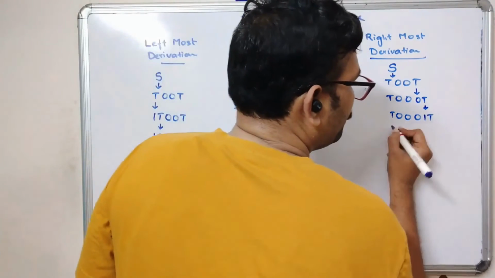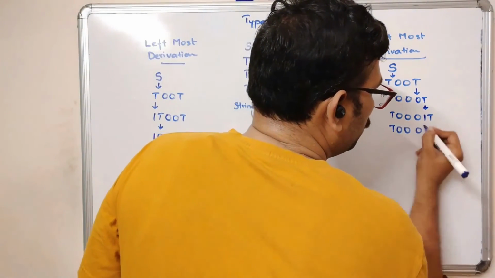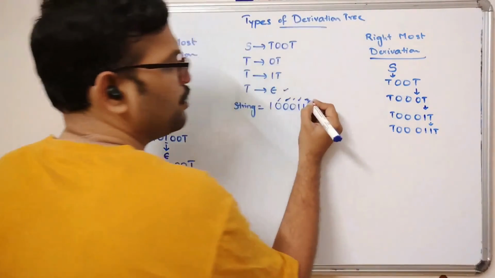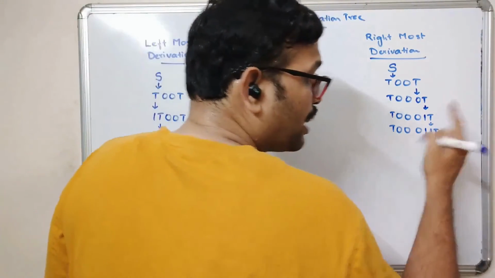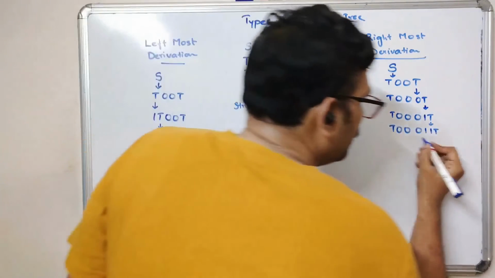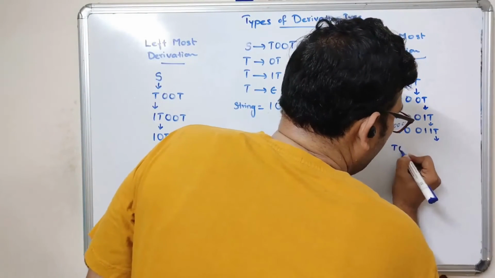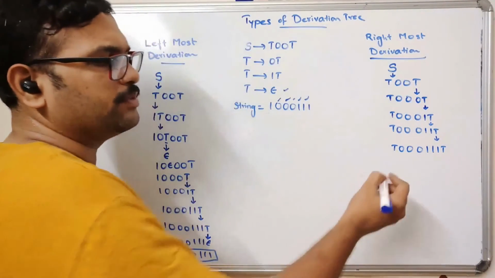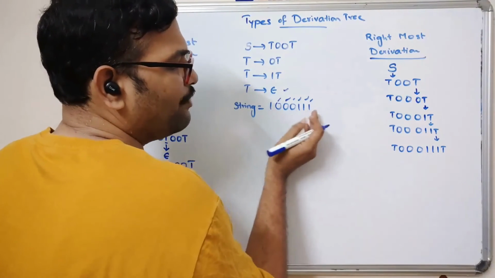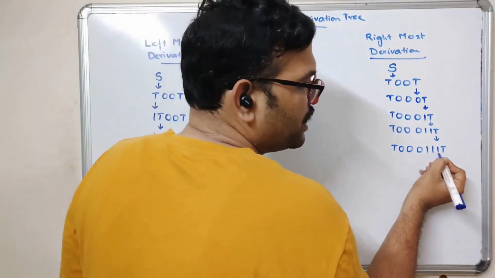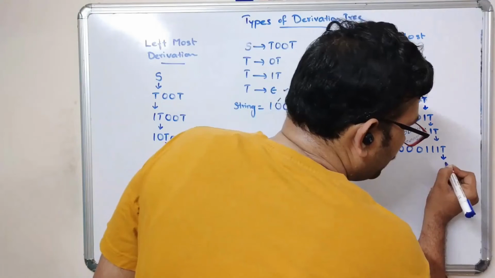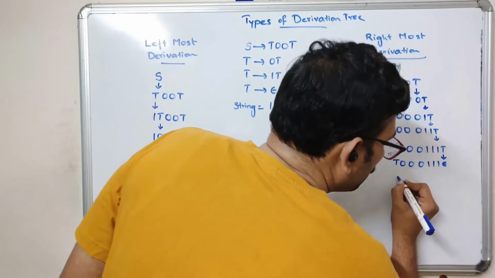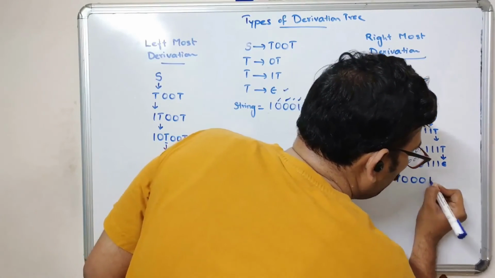So 1 T. So T 0 0 0, and this T can again be considered as 1 T because another one is there. And again, we are deriving the rightmost, right? Again, you need to consider this one, and T 0 0 0 1 1 1 T. Now you can observe here, the string ends with 3 ones. So here also the string ends with 3 ones. So simply you can apply the epsilon here, so that we get T 0 0 0 1 1 1 epsilon, which is nothing but T 0 0 0 1 1 1.